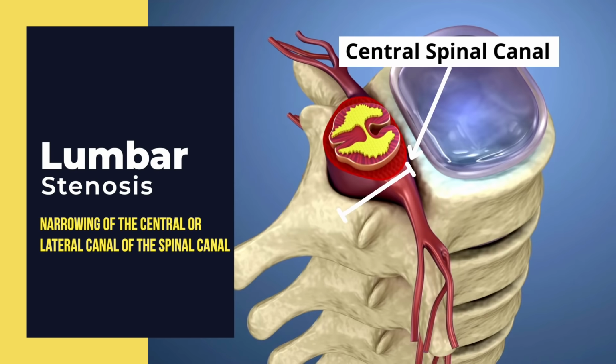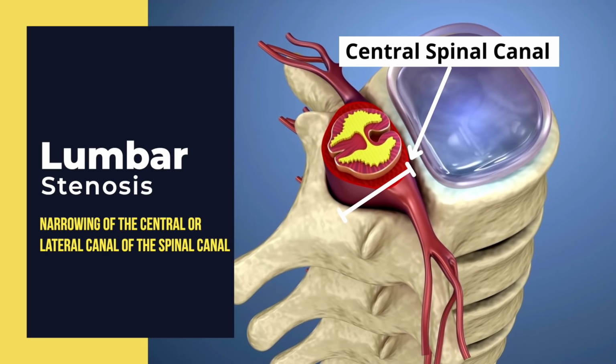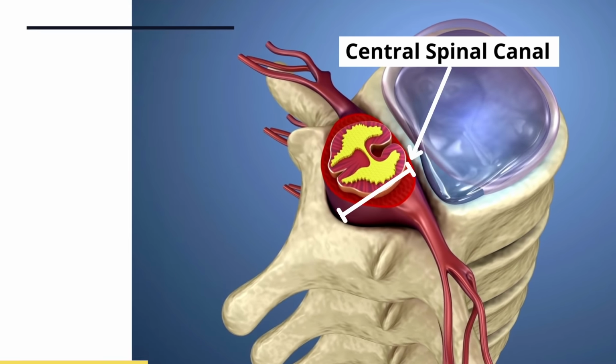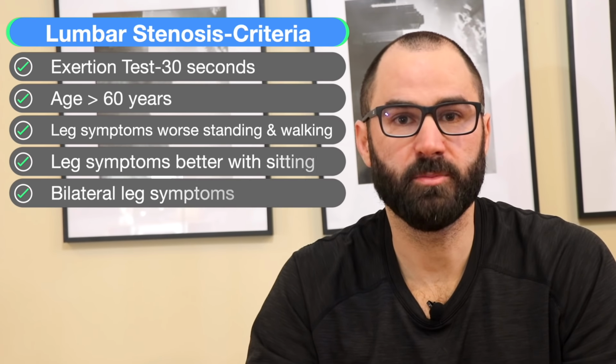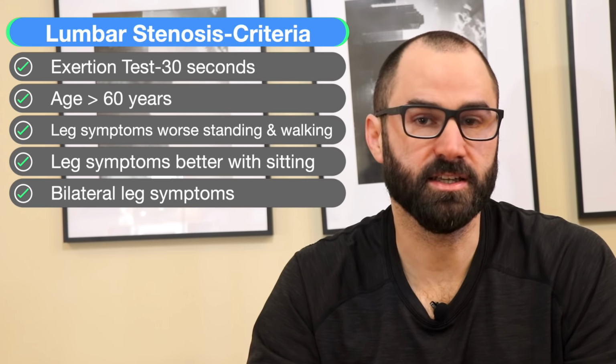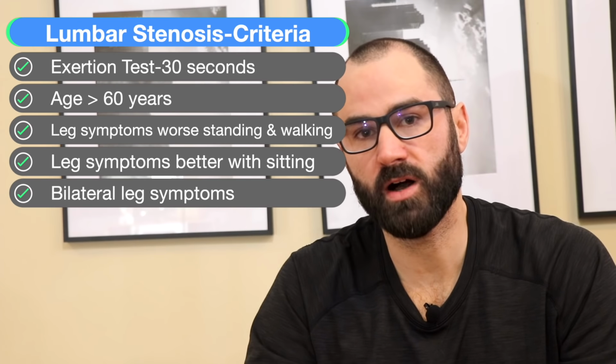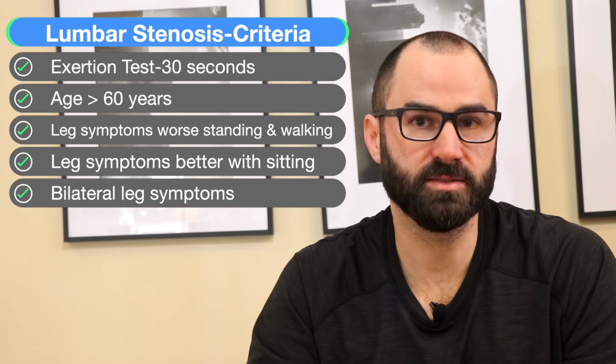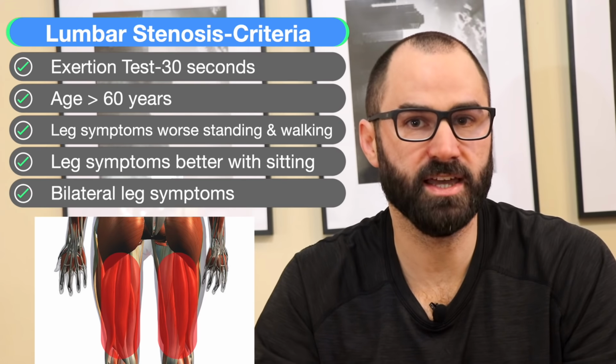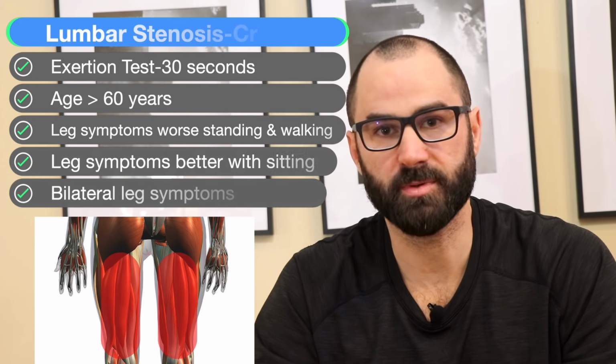So lumbar stenosis. This is a congenital or acquired narrowing of the central canal of the spinal cord or the foramina. For this condition, the criteria are: exertion test at 30 seconds, the person is usually over the age of 60, the pain is worse with standing and walking and better with sitting, the symptoms are often bilateral on both legs, and those tension tests we talked about for sciatica are often negative.